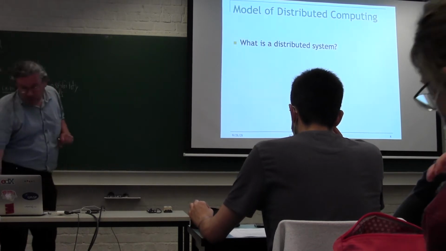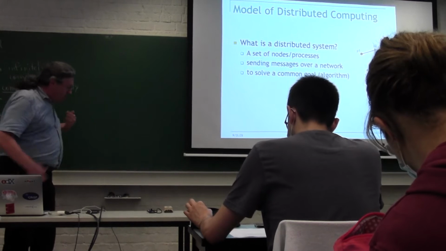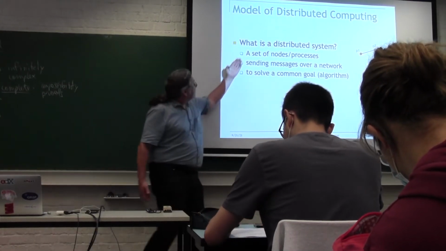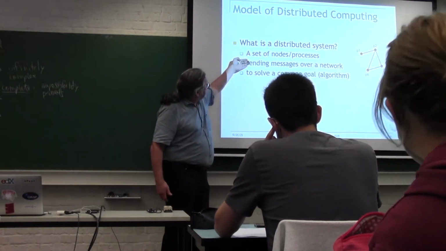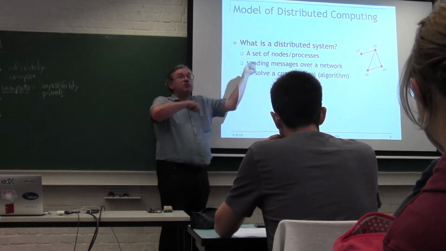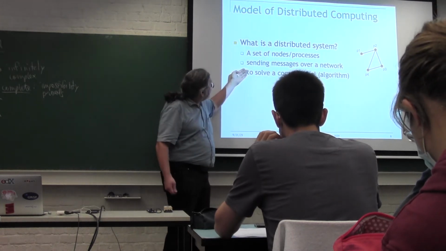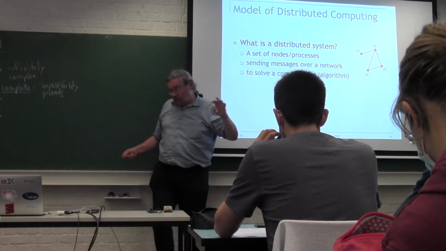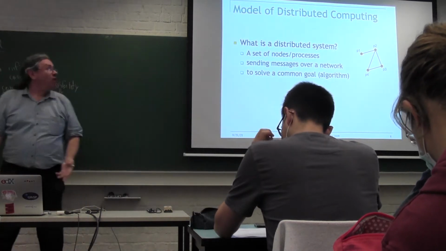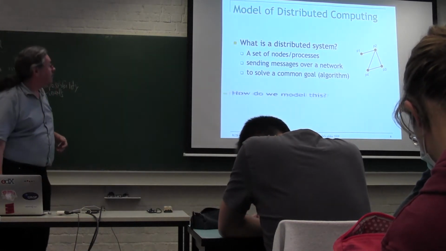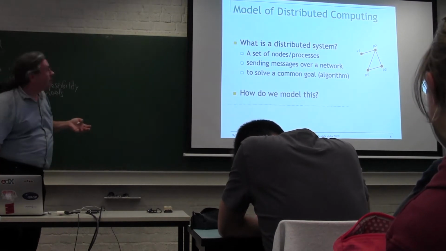Okay, so we're going to model distributed systems. Let's start from the intuition. You have a set of nodes connected by a network. They're sending messages, and they're solving a common goal. That means there's one algorithm running on all the nodes, okay? So how do you model that?